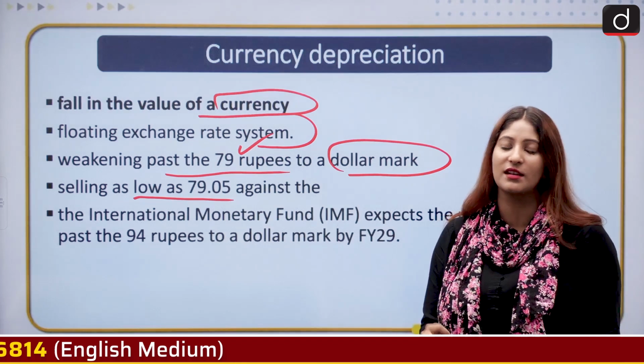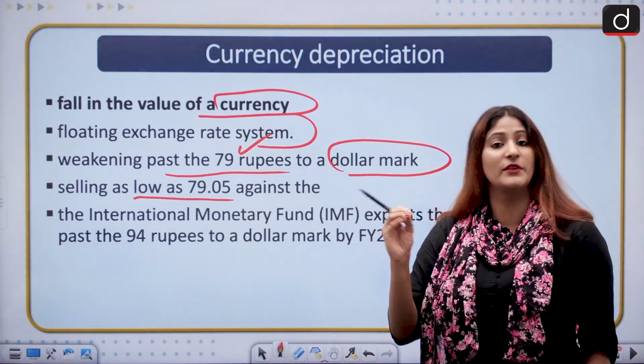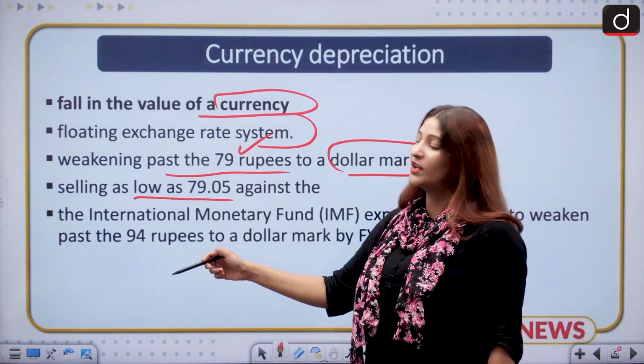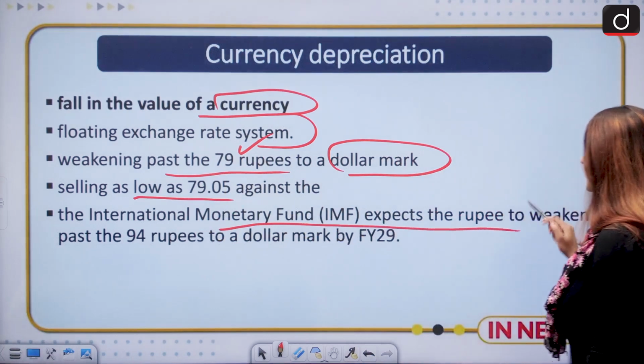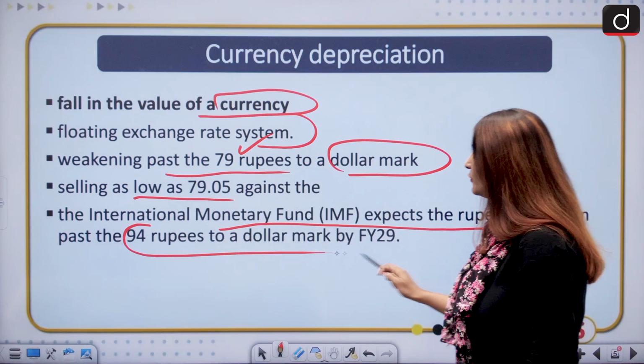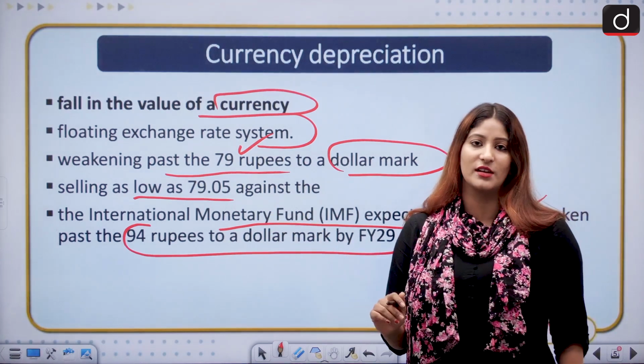As I told you, analysts are saying that it is going to free fall. I can use that term, free fall, in the further coming weeks as well. So much so that the IMF has said that the rupee will weaken past the 94 rupee mark to a dollar, that is by fiscal year 29. This is data that could be asked in an examination.